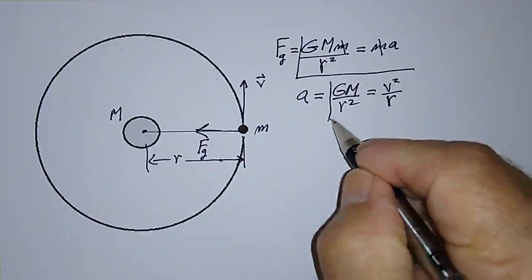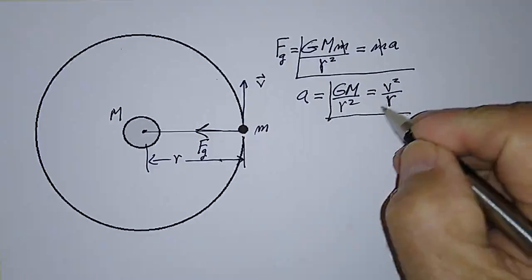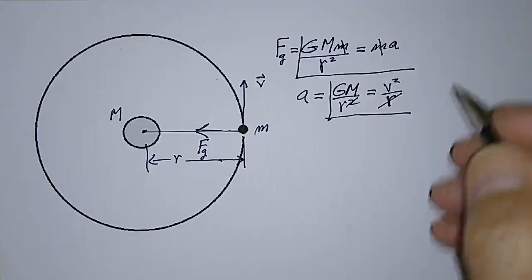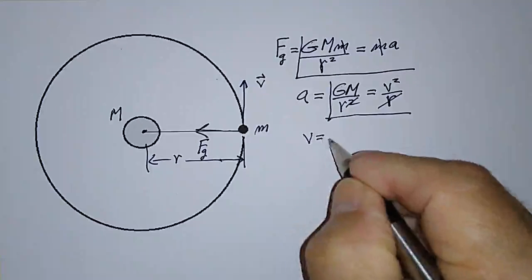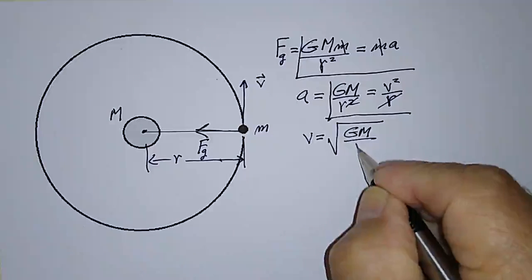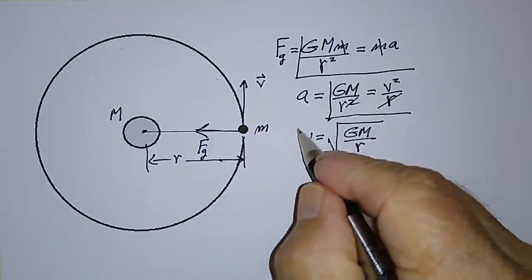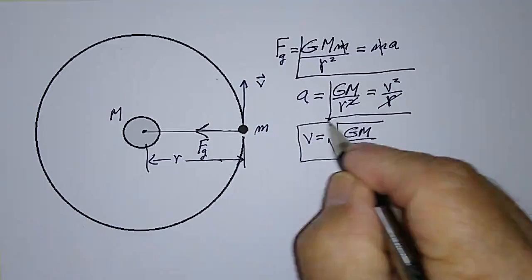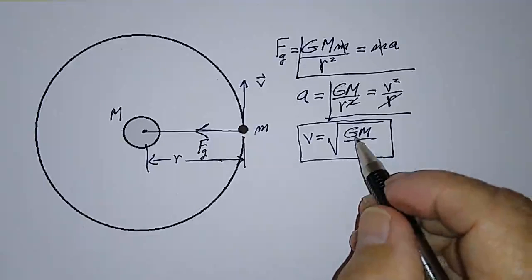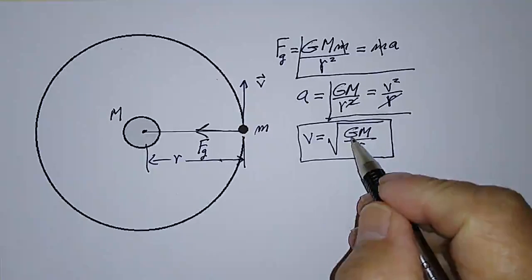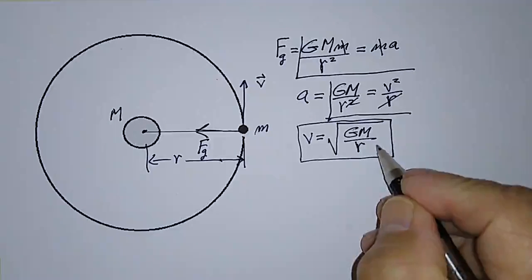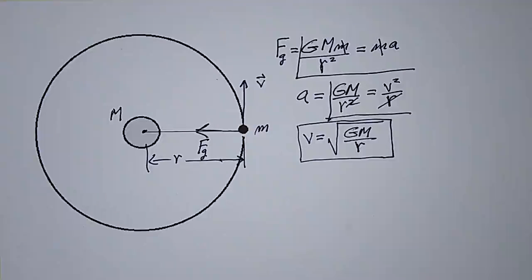So this equation right here can be simplified. In other words, I can multiply both sides by r, and I get that v is equal to the square root of GM over r, like that. So that's the first equation we can get out of this. The orbital velocity in a circular orbit, the orbital speed, is just equal to the universal gravitational constant times the mass of the Earth, in this case, divided by the distance between the centers.